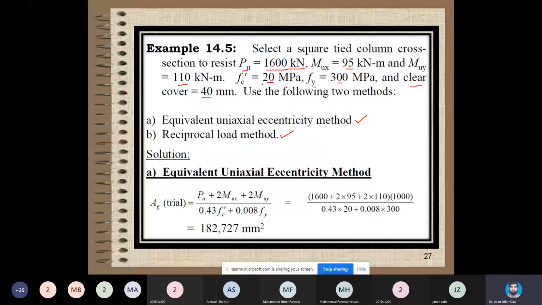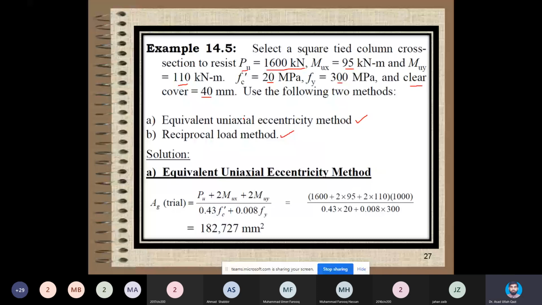Then again calculate the reinforcement ratio for 1600 and Muy 110, and then later on add them up. So the method of superposition means you need to simply deal separately with both moments and get their corresponding demands and add them up. So that method is very simple. It is an extension of your design of column under uniaxial bending.